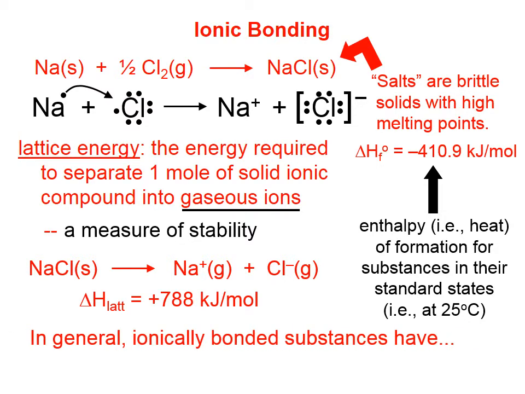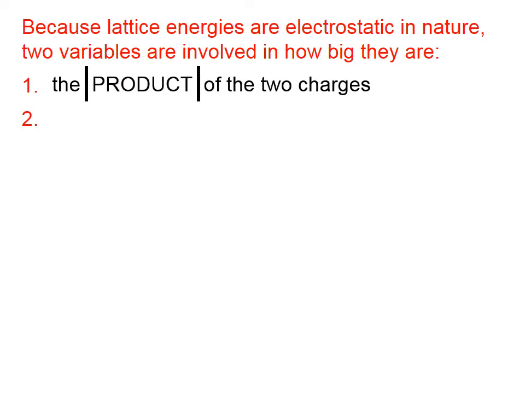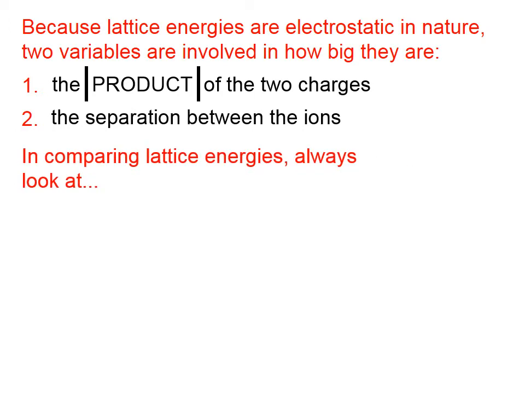And in general, ionically bonded substances have big positive lattice energies. In other words, we have to put energy in to separate these compounds into their gaseous ions, and typically we have to put a lot of energy in. Because lattice energies are electrostatic in nature, two variables are involved in how big they are. One, the absolute value of the product of the two charges, and two, the separation between the ions.